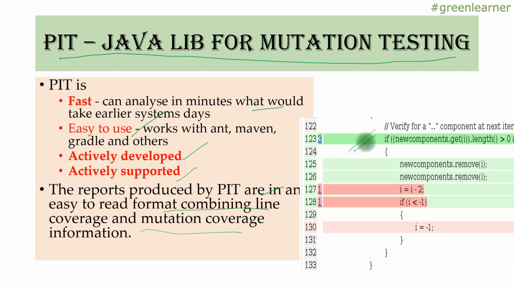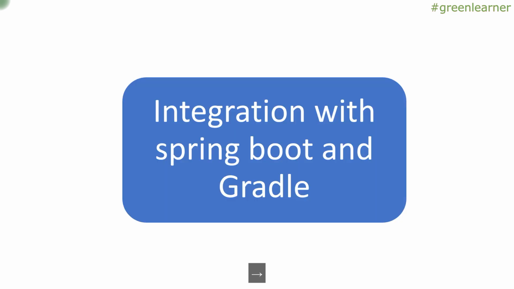So green means the mutant is killed and whatever you are testing is good, and when it is red it means it is not covered or there is some other problem with these lines. There is a proper report and proper explanation also of how you should fix it, right? So now let's go ahead and integrate this with Spring Boot.